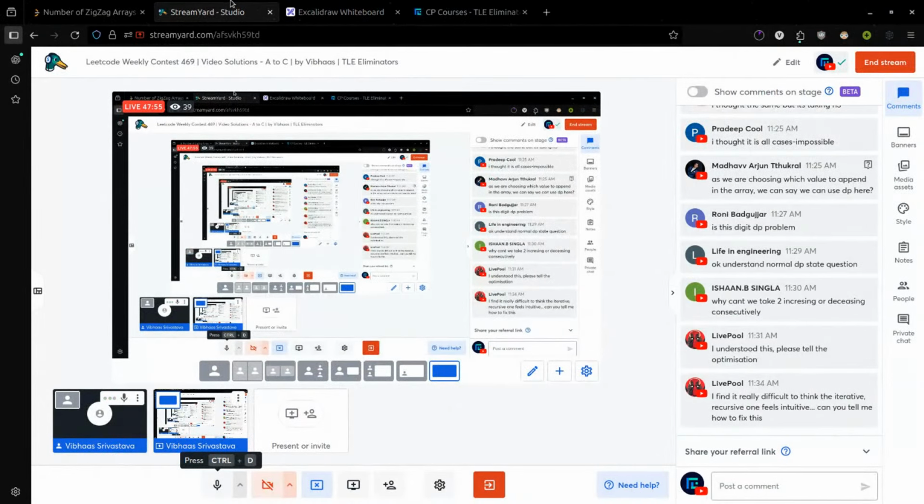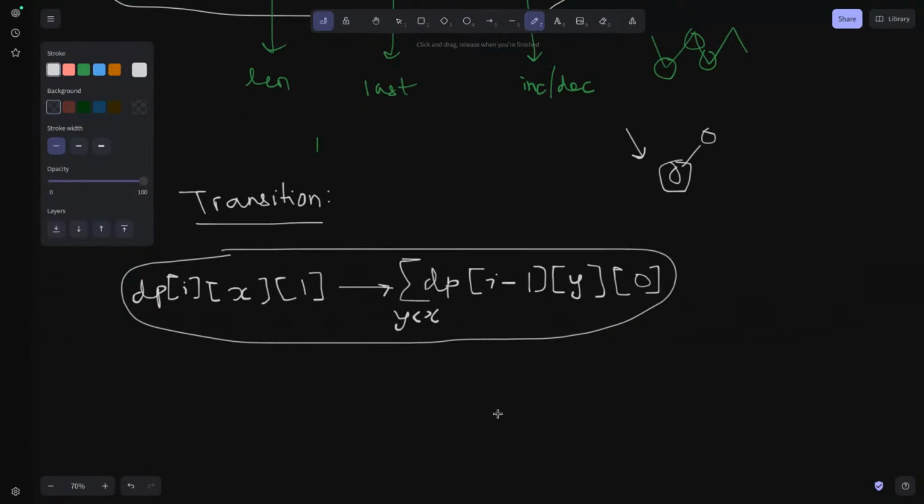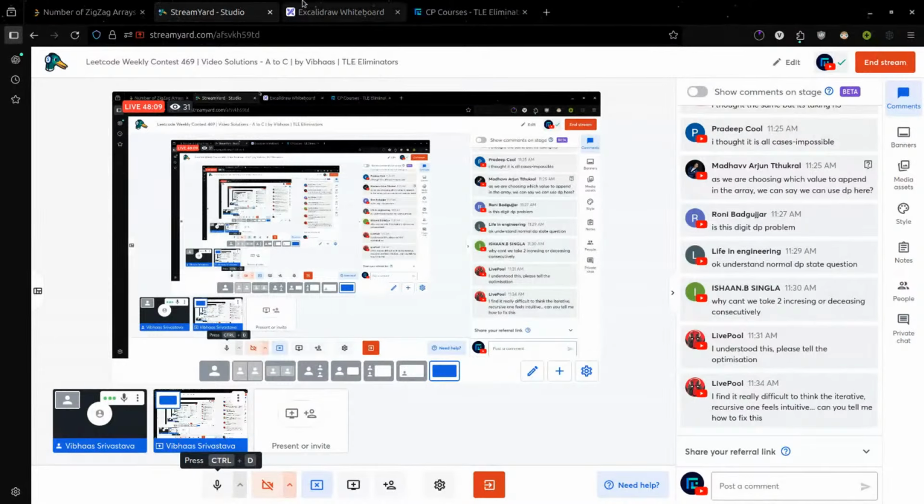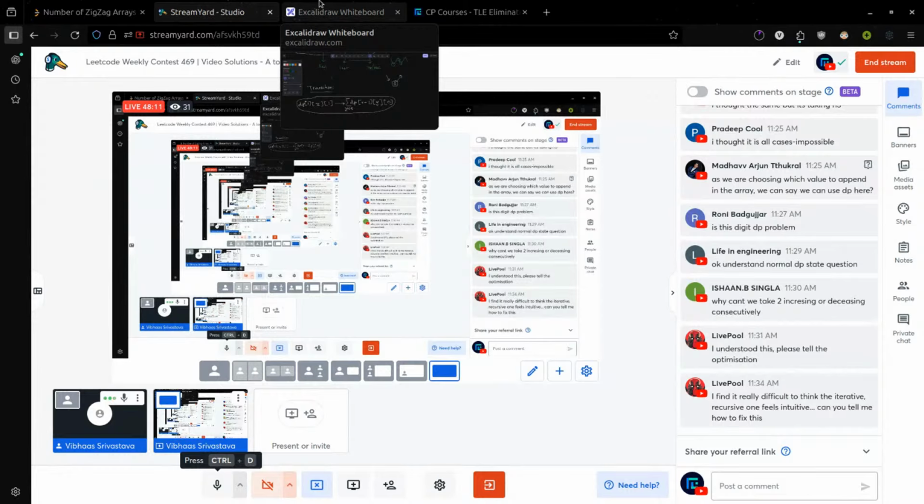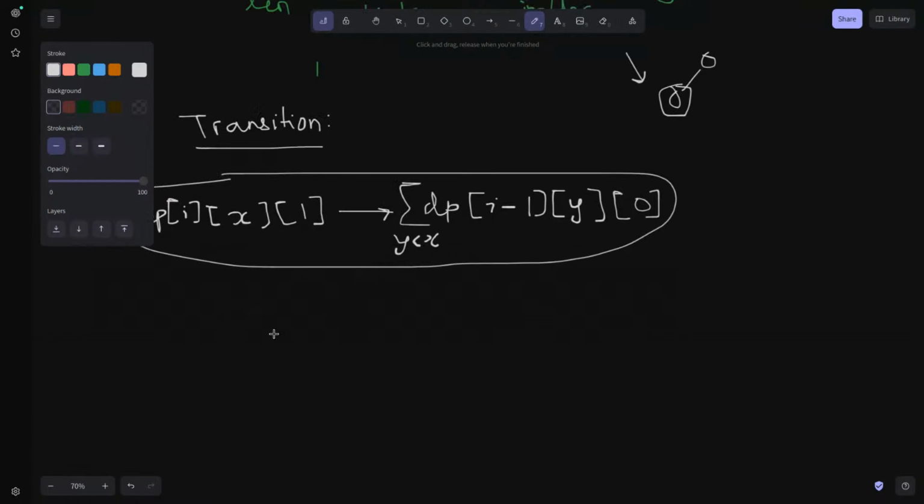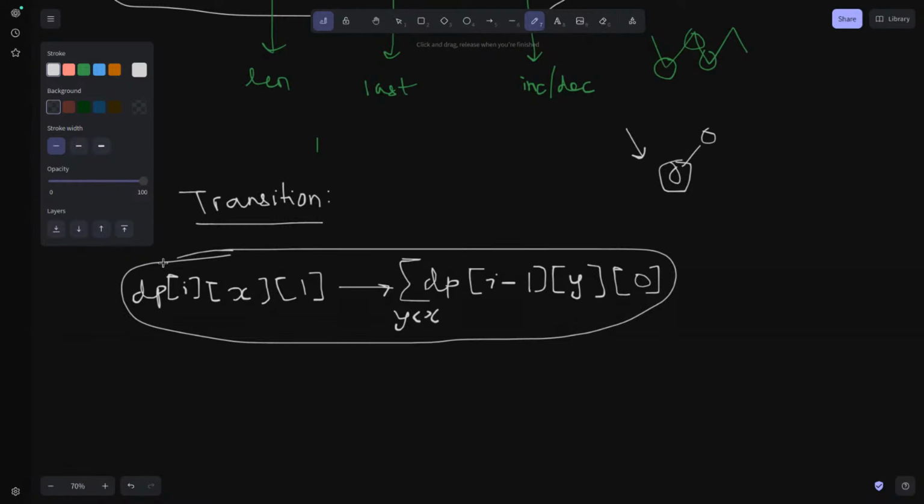I find it really difficult to think iterative. Recursive one feels intuitive. To be honest, that comes mostly with practice. I suggest watching Ericto's videos on DP. He has only 2-3 videos, about 10 minutes each. He talks about the iterative approach mostly. Please go through that. So it comes with practice. That's the only advice I can give.